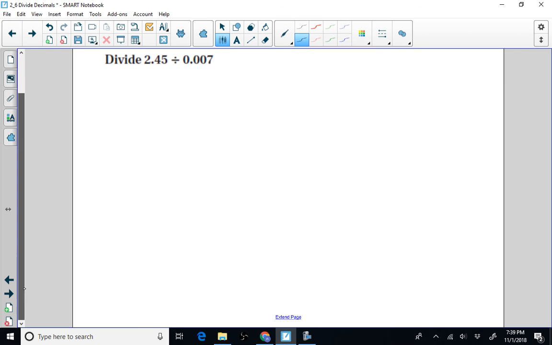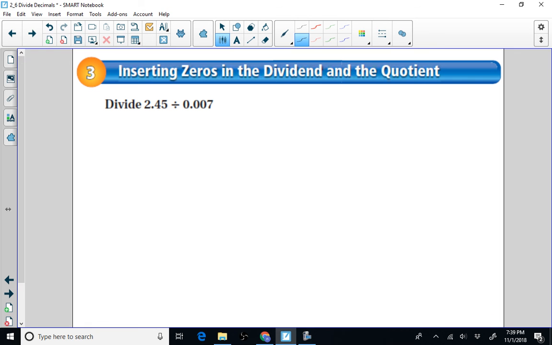Okay, last couple of problems here. Let's try this one. We have 0.007, so that's 7 thousandths. We're dividing that into 2 and 45 hundredths. In our divisor, we're going to have to slide the decimal point 3 places to the right to make that divisor into a whole number. So I have to go 3 places to the right in our dividend.